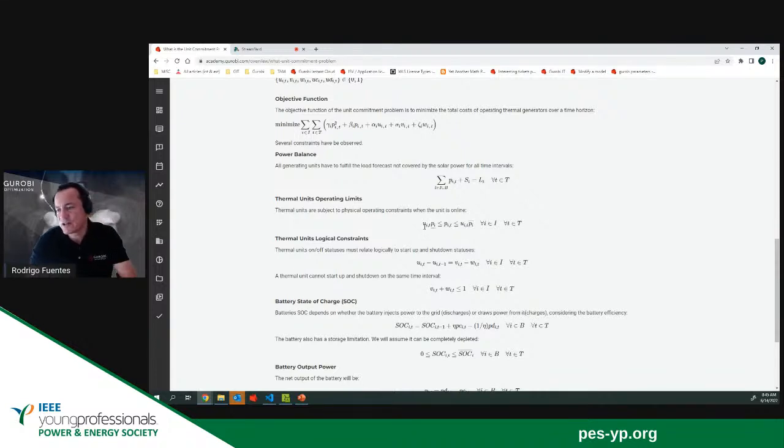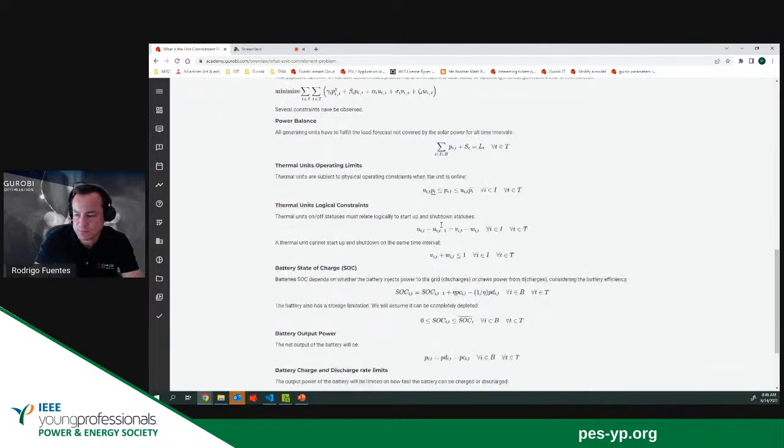So if the commitment variable is 0, which means that the unit is off, then PIT automatically becomes 0. PIT will have to be greater than 0 and less than 0. It means that it's 0. The unit is offline, it's not adding any power. But if the unit is on, UIT is 1, and then you have this PIT has to be greater than the lower limit and less than the upper limit.